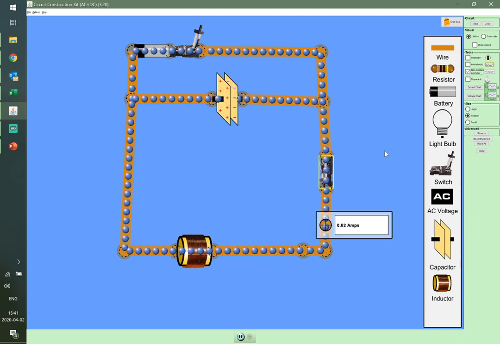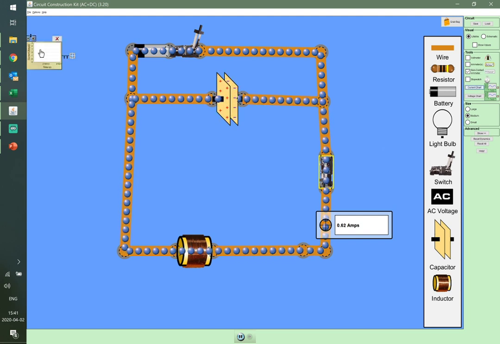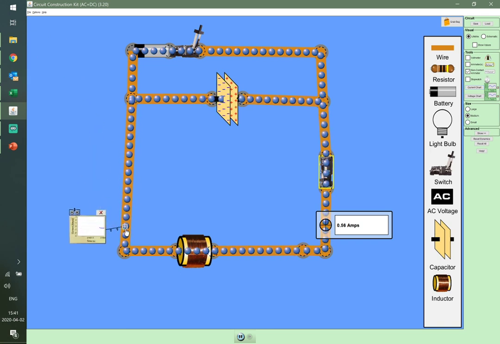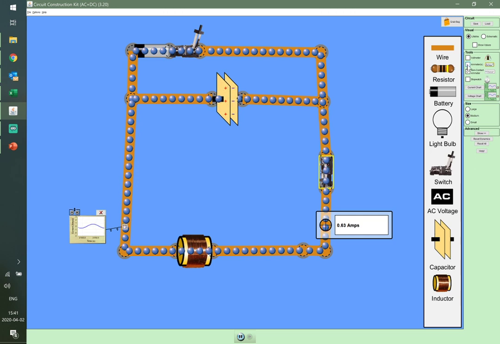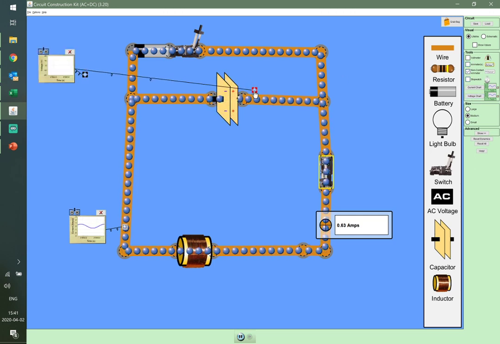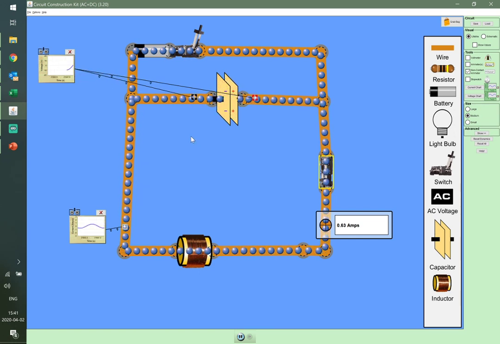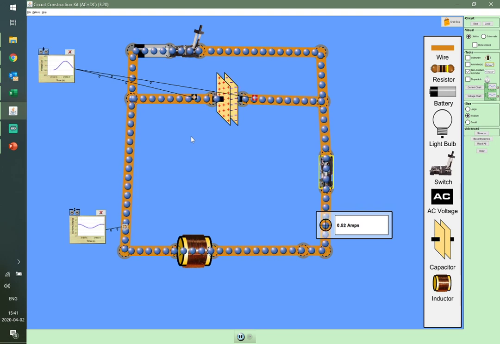If I put an ammeter, you'll see that it goes up and down, and then the direction changes. So to actually see the direction, let's put a graph here, and you'll see that the current, in fact, swings back and forth in a sinusoidal pattern. And similarly, the charge across the capacitor, as can be measured by the potential difference across the plates, or the voltage, is also sinusoidal.